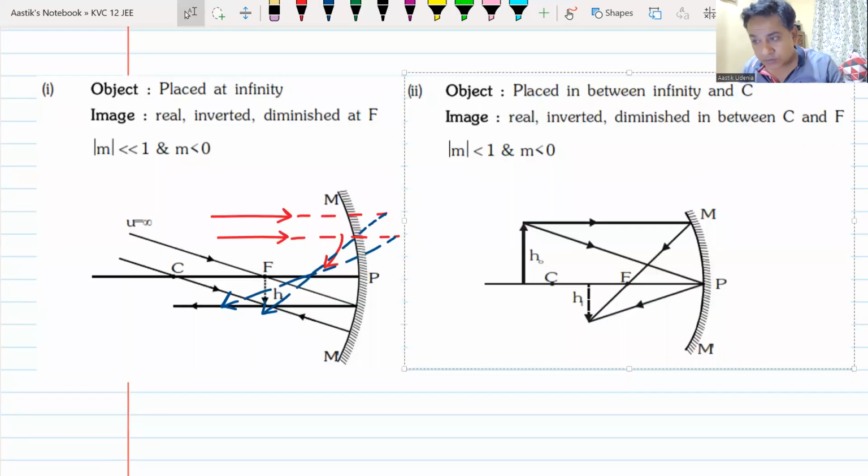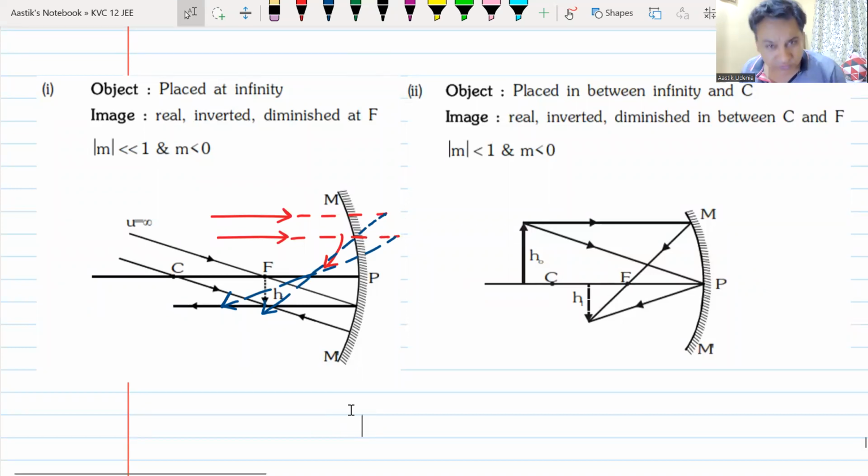Done, sir. This is the diagram, sir. And again, you don't need to draw the diagram. This is just to tell you how it happens. As you can see, the object is beyond C. The image is formed between C and F. The object is larger compared to the image. The image is smaller.